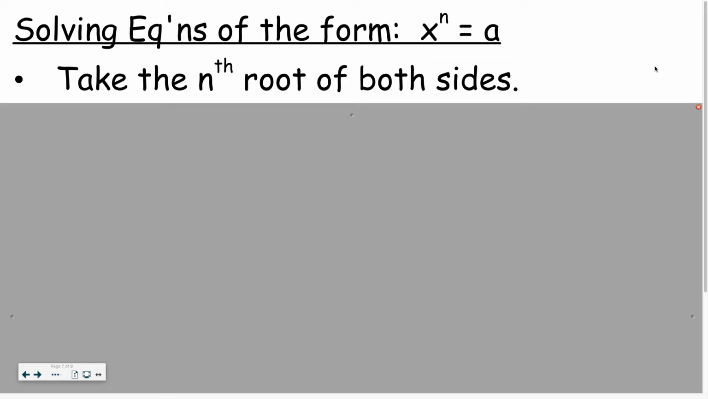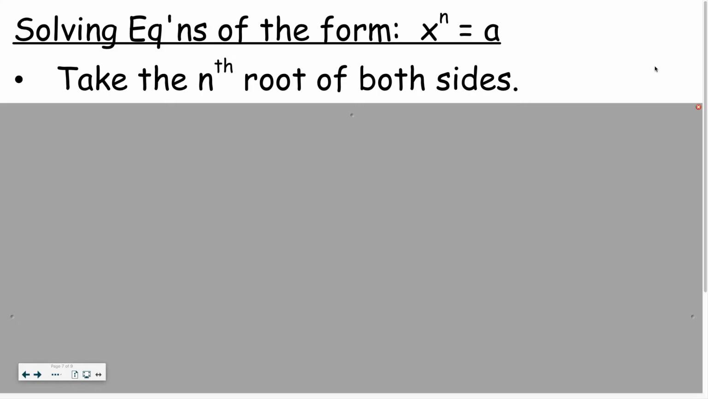Okay, we're going to be solving equations in the form x to the n equals a. So x is your variable. It's like the thing you want to find. It's being raised to some n. It could be any n. It could be x squared, x cubed, x to the 4th, x to the 5th, x to the 6th, and so on. And it equals some value a on the other side, whatever that may be.